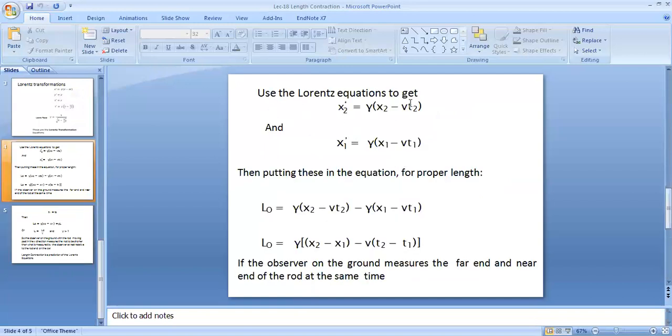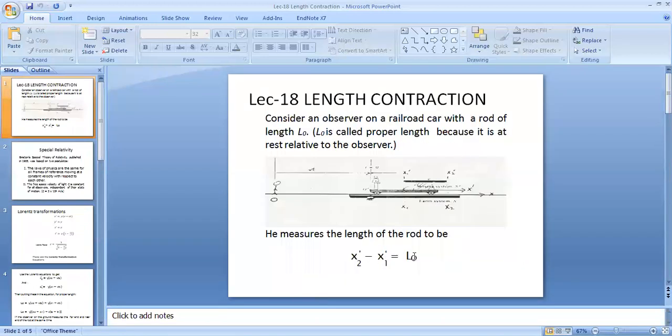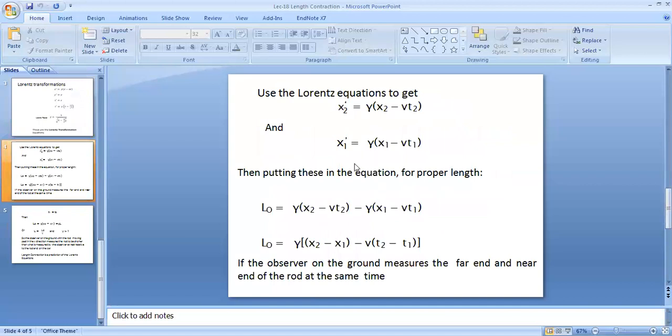Here, using the Lorentz equations, we can say that x2 dash is equal to gamma into x2 minus vt2, as x2 and x2 dash are measured at time t2, and x1 dash will be equal to gamma into x1 minus vt1. Now, putting these in our previous equation, L naught equal to x2 dash minus x1 dash, L naught becomes gamma into x2 minus vt2 minus gamma into x1 minus vt1, which is L naught equal to gamma into x2 minus x1 minus v into t2 minus t1.